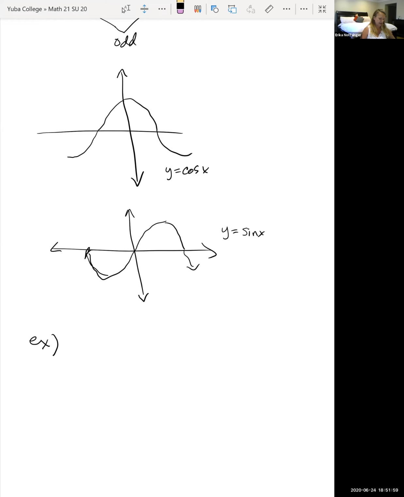So if you guys were given that sine theta is equal to negative 5 over 13, and you're given that theta is contained in quadrant 3. Actually, no, it says quadrant 4. You should be able to find the remaining trig functions.